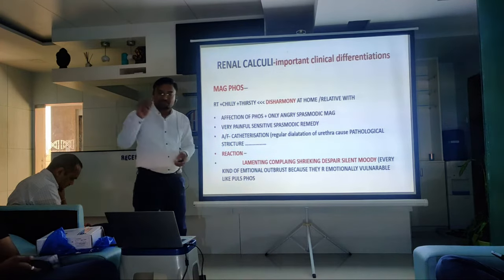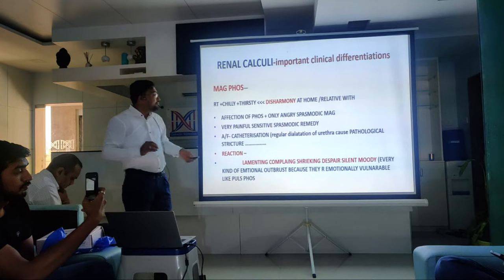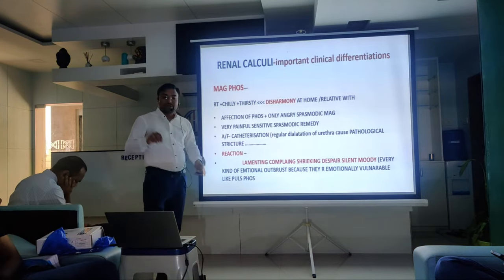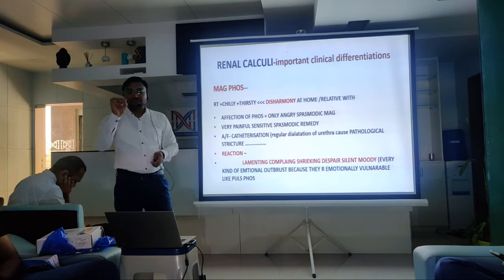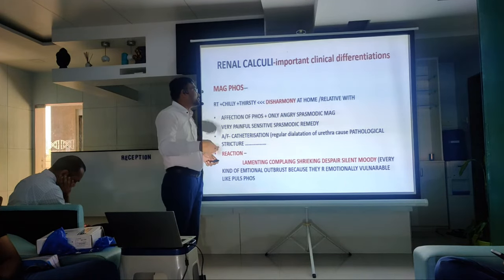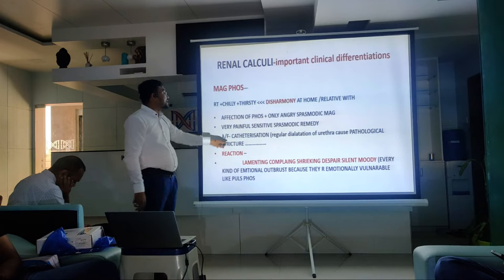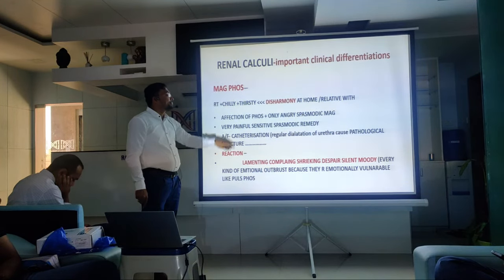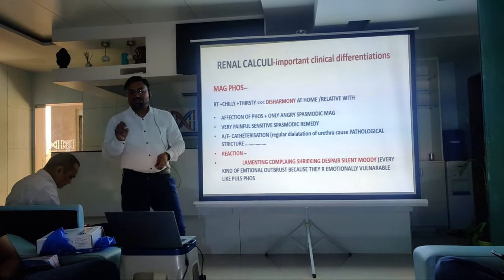Right, the patient has simple inflammation, but they are very sensitive, very angry. A lot of irritation. So simple irritation goes to chronic inflammation. That's why we have the elements from catheterization in Mag Phos. Right, action and reaction, constriction.